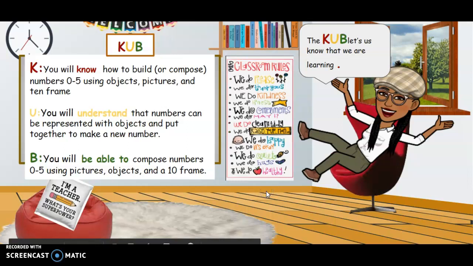The Cub. You will know how to build or compose numbers 0 through 5 using objects, pictures, and a 10 frame. You will understand that numbers can be represented with objects and put together to make a new number. You will be able to compose numbers 0 through 5 using pictures, objects, and a 10 frame.